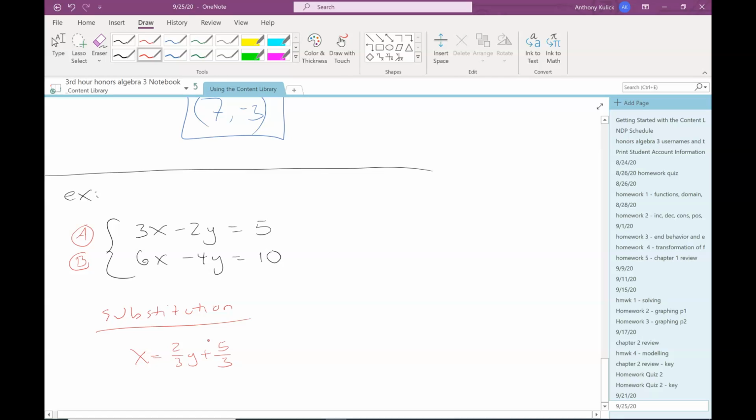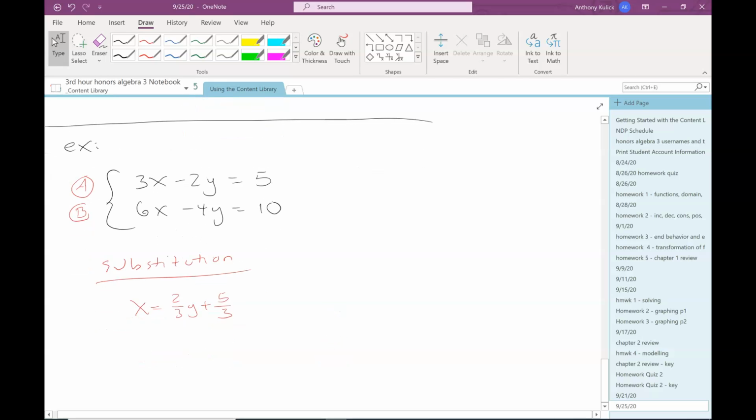Everybody okay there? And I'm going to take that now and substitute it into B. So equation A becomes this, and I'm going to substitute that into B.